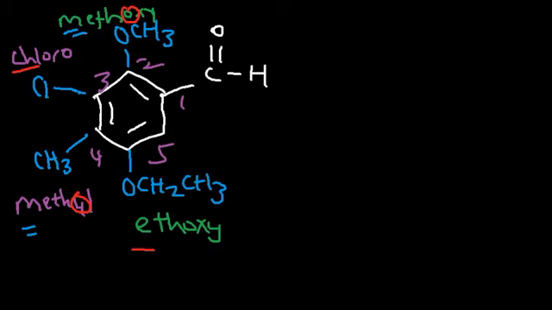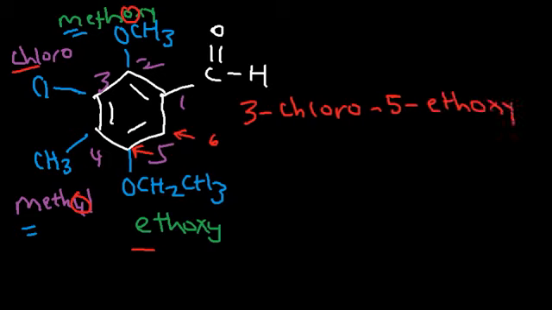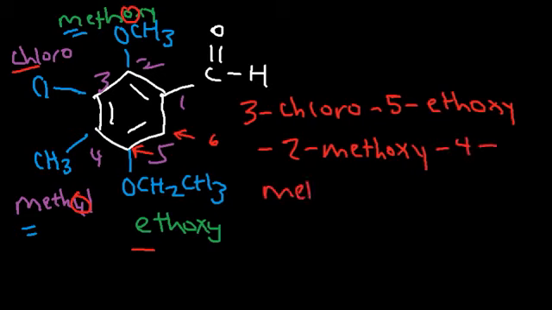So let's name it. This is going to be 3-chloro, and then this is carbon 5. This one is carbon 6. Almost got confused there. So 3-chloro, 5-ethoxy, and then we said methoxy comes before methyl. So 2-methoxy, and then dash, 4-methyl benzaldehyde.